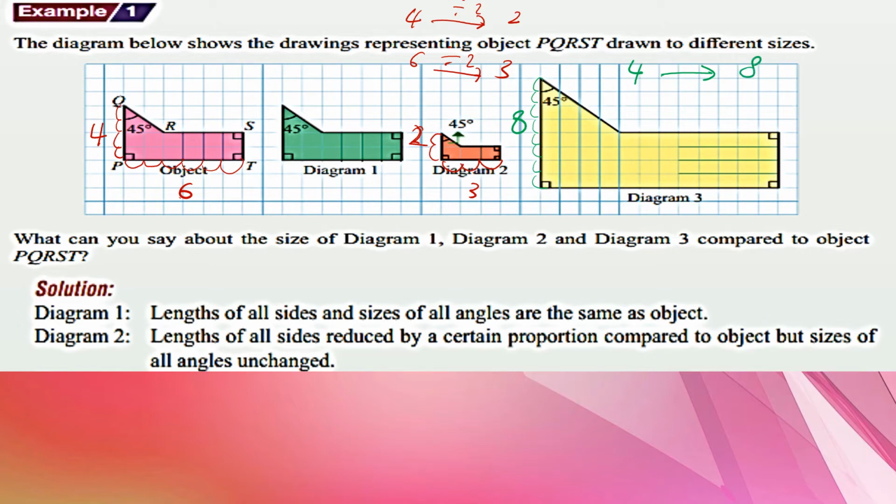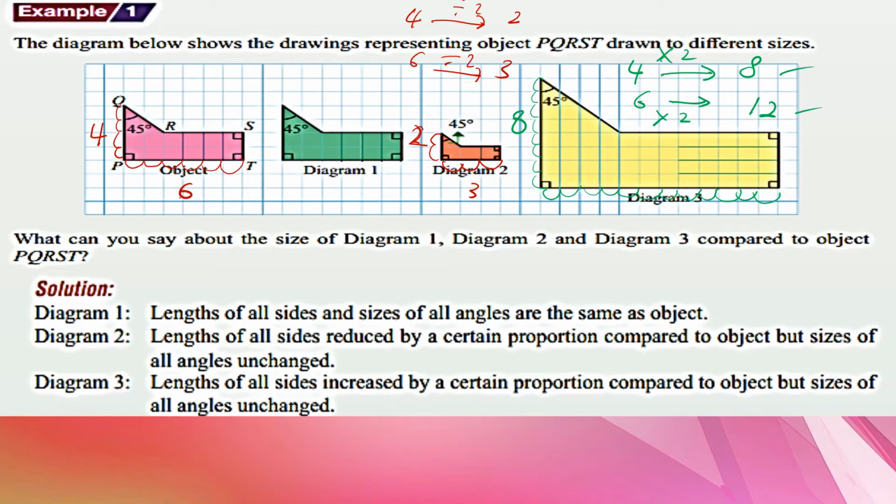Okay, what about the PT? In the object, PT is 6 boxes, while in diagram 3, the PT is 1, 2, 3, 4, 5, 6, 7, 8, 9, 10, 11, 12. Okay, 12. So let's look at the increase. 4 times 2 you get 8, so 6 also must times 2 and you get 12. So it's correct, the same. So what we can say about diagram 3 is the length of all sides increased by a certain proportion compared to the object, but the size of all angles is unchanged.